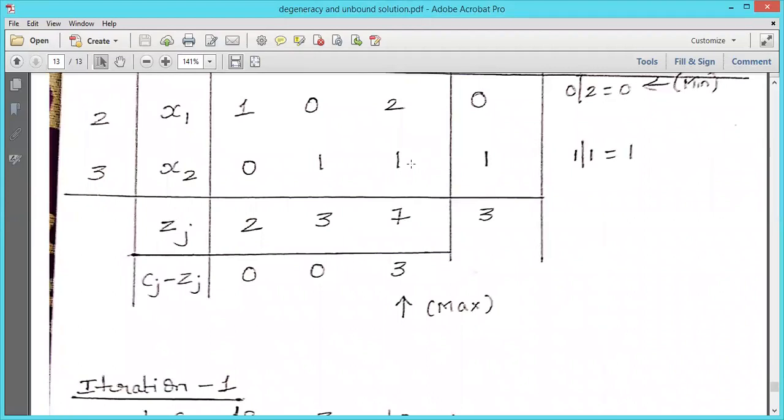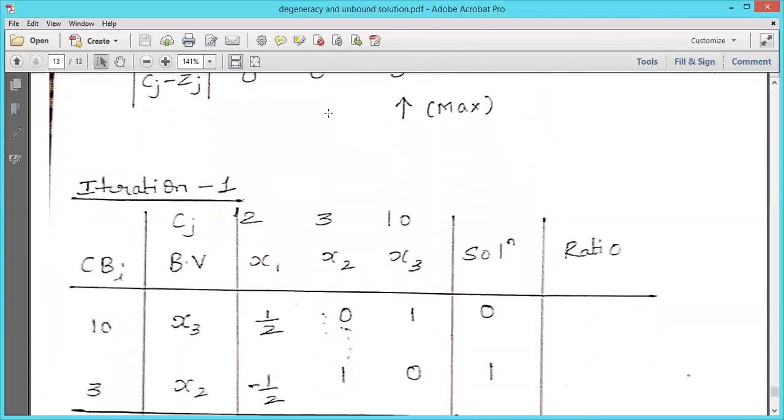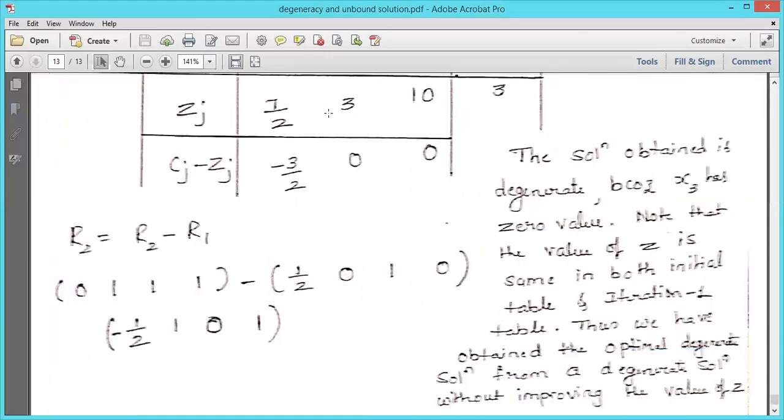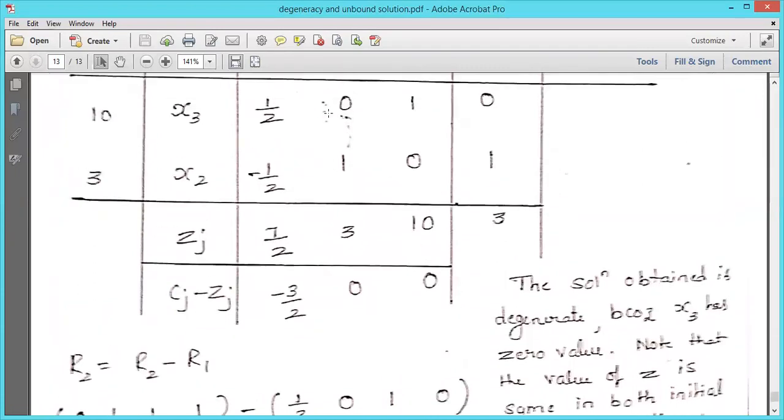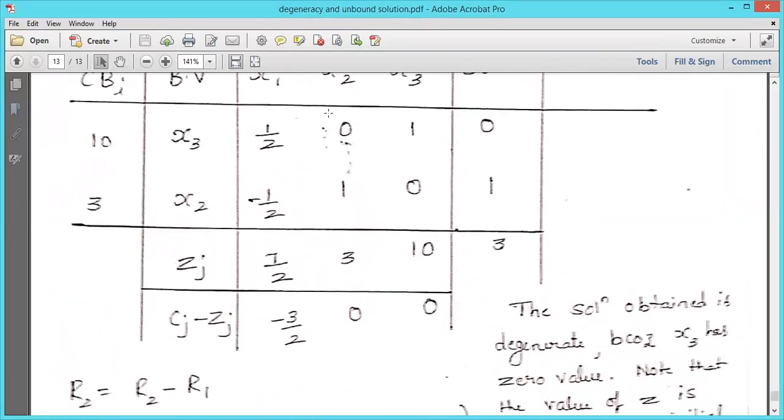Again, we have to make this value 0. How to make this value 0? R2 is equal to R2 minus R1. So now we will have the values for the second row: minus 1 by 2, 1, 0, 1. After computing Zj and Cj minus Zj, for Cj minus Zj we have the values minus 3 by 2, 0, 0. So all the values are either 0 or negative, and we have to stop here. So this Zj is 3. This is the optimal solution.